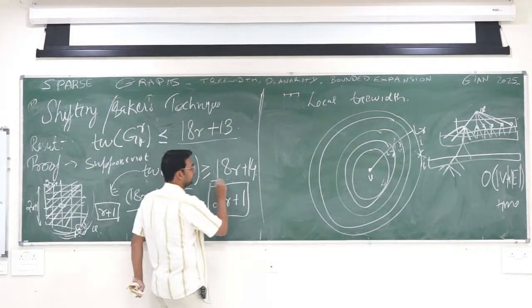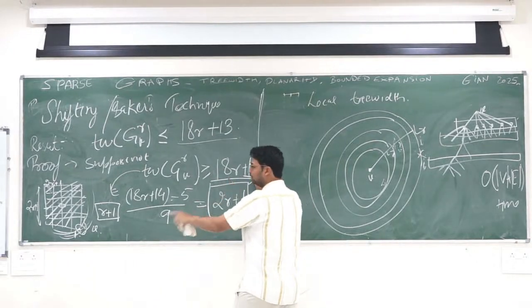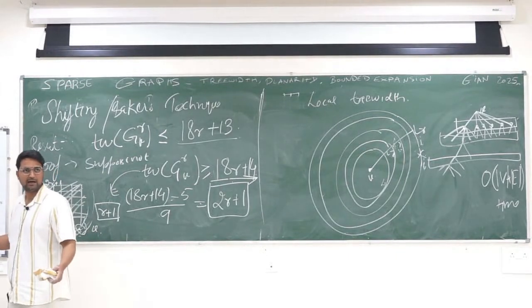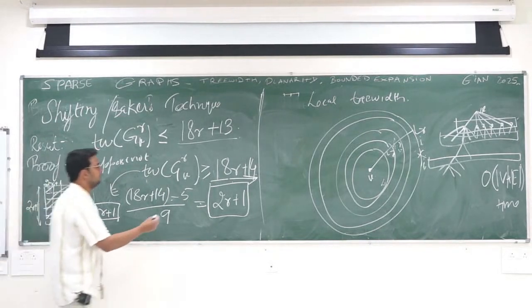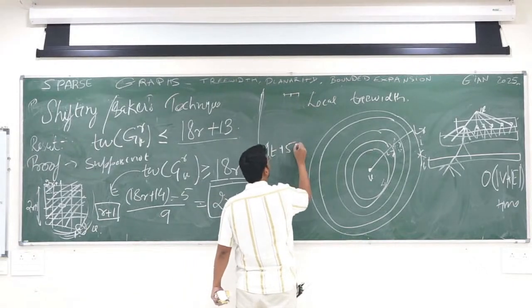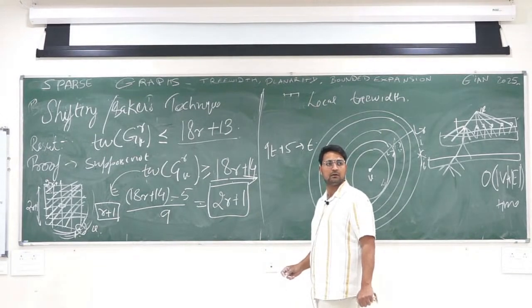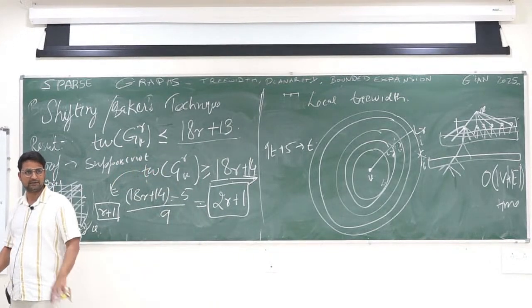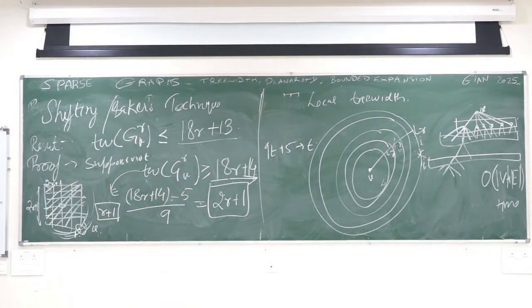I'm saying if my treewidth is greater than this, then I should contain something as a contraction. What is this value? I'm doing a back calculation. If it was 9t + 5, it was t. This comes from a theorem by some people: if my treewidth is more than 18r + 14, if my treewidth is more than 9t + 5, then it contains this graph as a contraction.